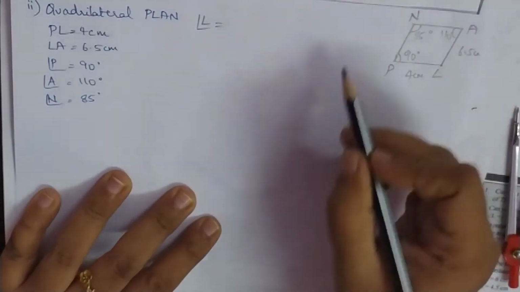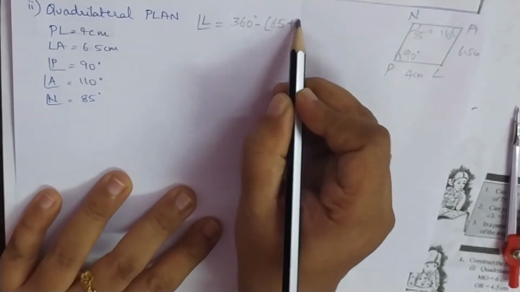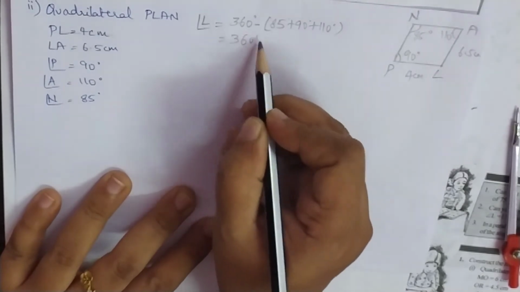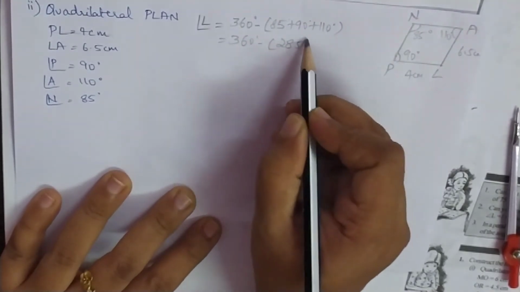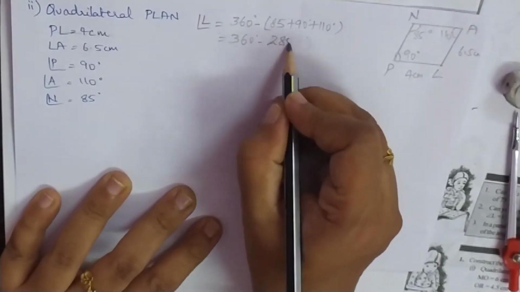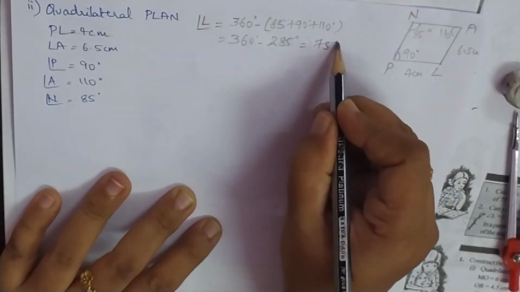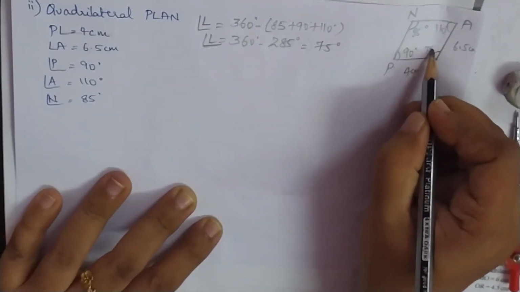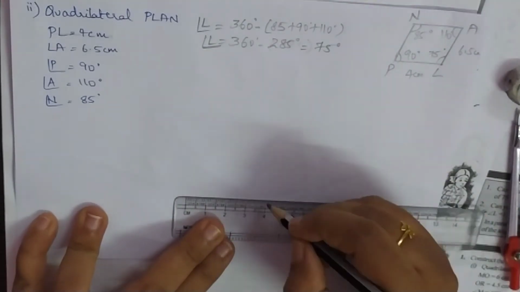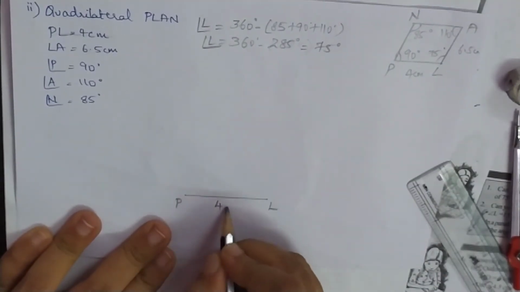Angle L, as you know, in a quadrilateral, the sum of all angles is 360 degrees. So 360 degrees minus 85 plus 90 plus 110 degrees. So this is going to be 360 minus 285 degrees. How much is 360 minus 285? 75 degrees. So angle L is equal to 75 degrees. Now we will start the construction. Draw a line of 4 centimeters and name it as PL, 4 centimeters.